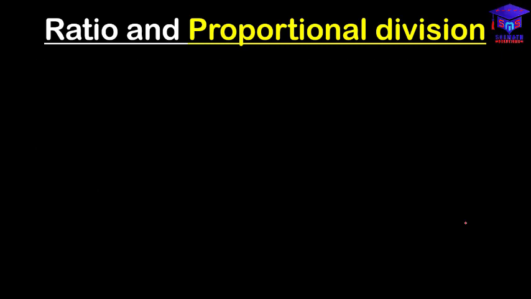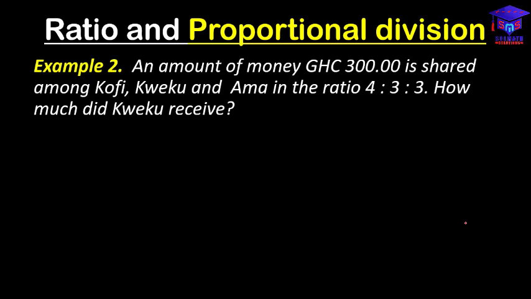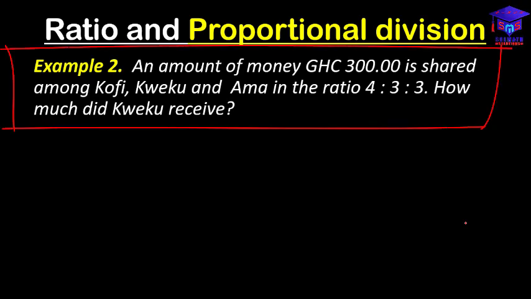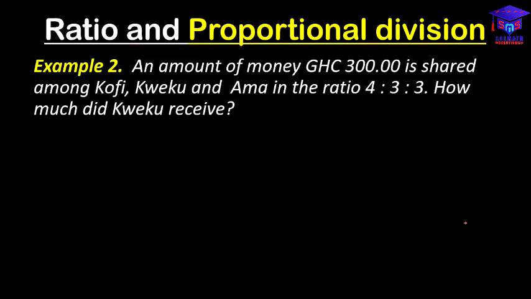Alright, let's take another example. An amount of money, 300 Ghana cedis, is shared among Kofi, Kweku and Ama in the ratio 4:3:3. How much did Kweku receive? Our interest now is on Kweku alone. How much did Kweku receive? So let's look at the solution.